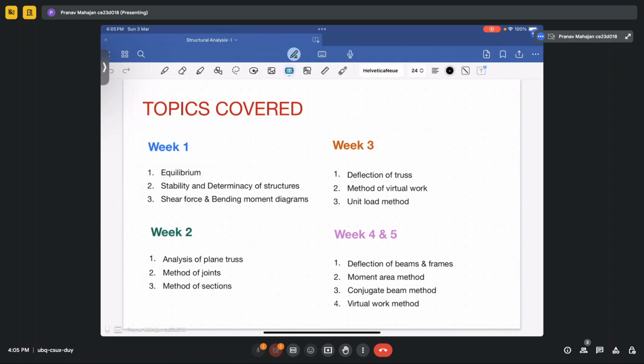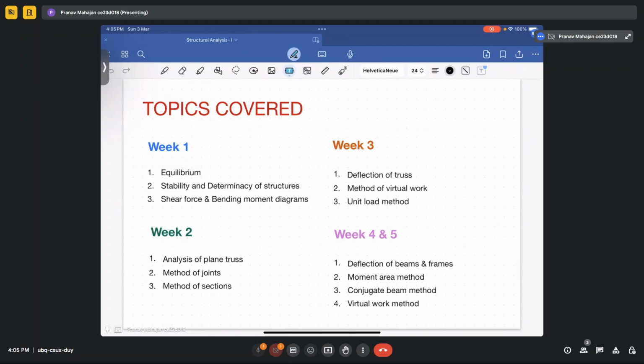Next, when we moved to trusses, we called the trusses a two force member in which either a compressive force or a tensile force is acting on the member. So we have seen how to calculate these forces in the member. We have utilized two concepts. One is the method of joints, another is the method of sections.